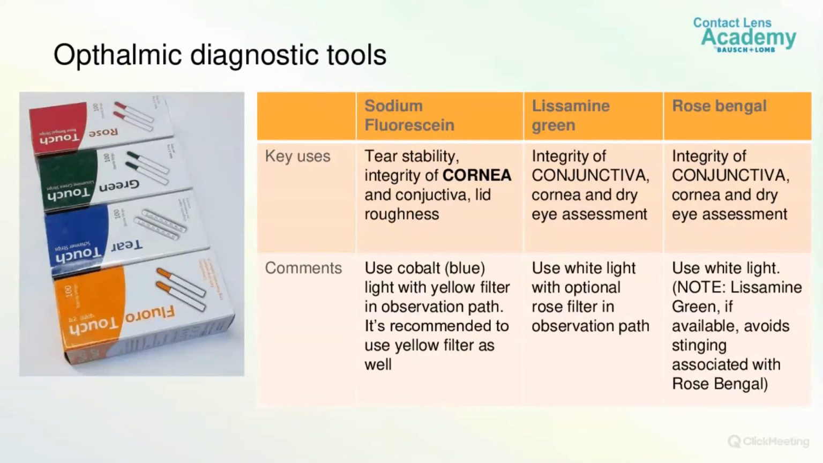Rose bengal and lissamine green strips are used for ocular surface staining to detect damage of the conjunctiva. Lissamine green is used to stain the conjunctiva and cornea, and it avoids the pain, discomfort, and corneal toxicity that are associated with rose bengal, but it's less sensitive and more transient than fluorescein and rose bengal.